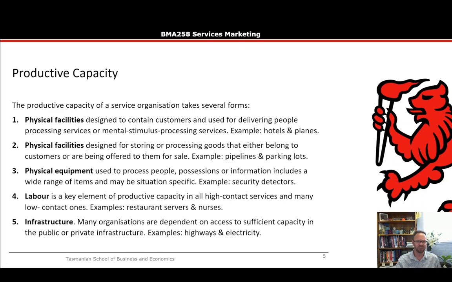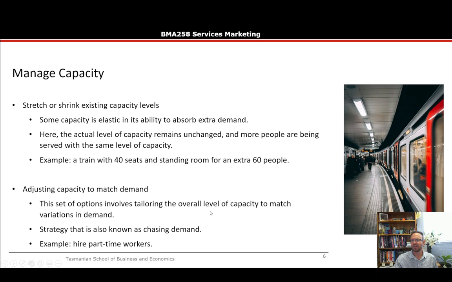And then last of all, we have infrastructure. Many organisations are dependent on access to sufficient capacity in the public or private infrastructure. This includes highways, like to drive along, and electricity. Electricity is a big one for us in Tasmania. In Lowhead there, we've got some big industry whose productive capacity is limited by the amount of electricity they can draw off the grid. And that's why we've got big substations there. All right, so that's productive capacity.